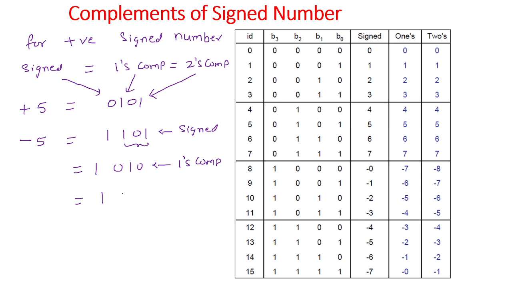Now 2's complement of 1, 0, 1 is 0, 1, 1. So this is the representation in the 2's complement form. So here we can see we have taken the plus 5. So plus 5 is nothing but 0, 1, 0, 1.